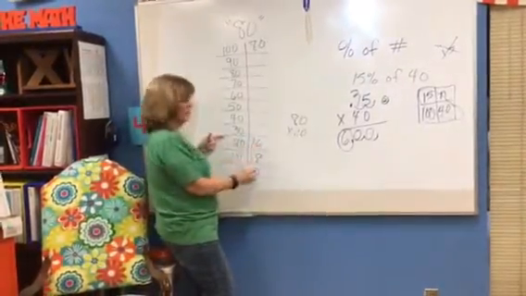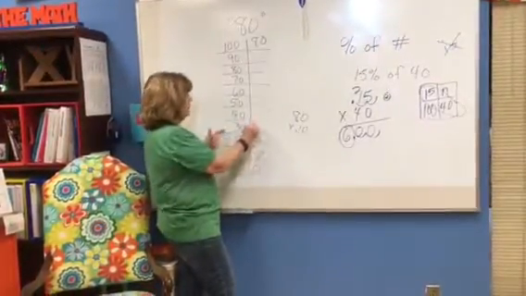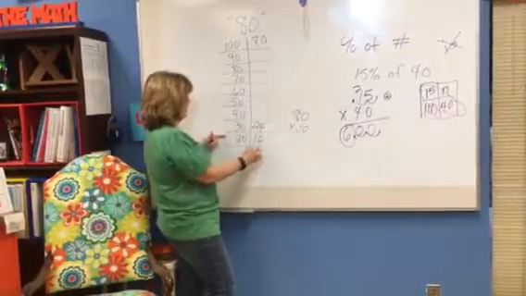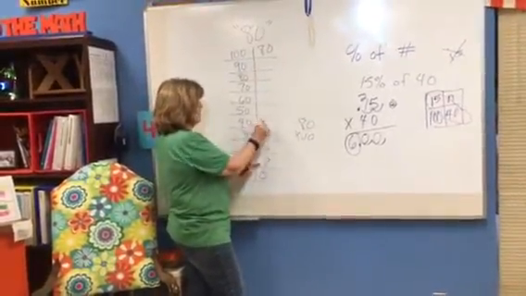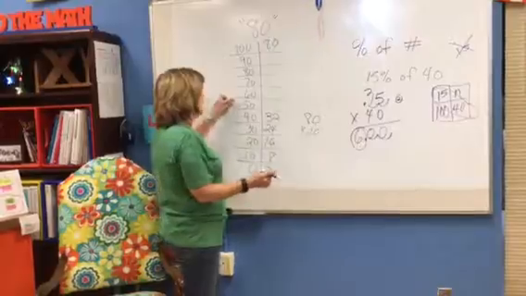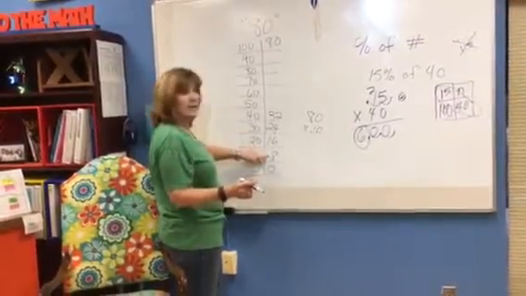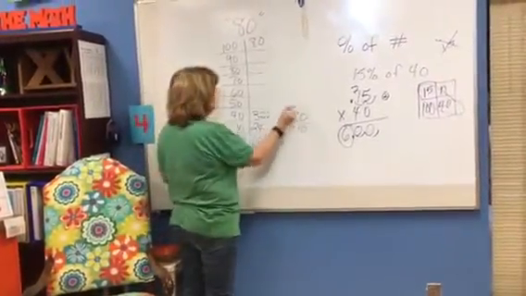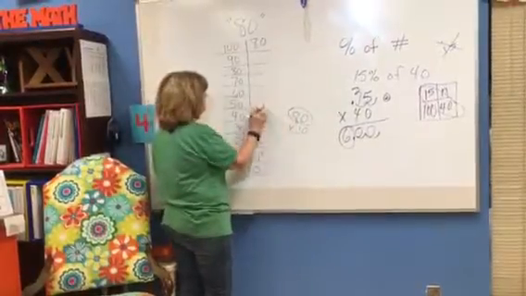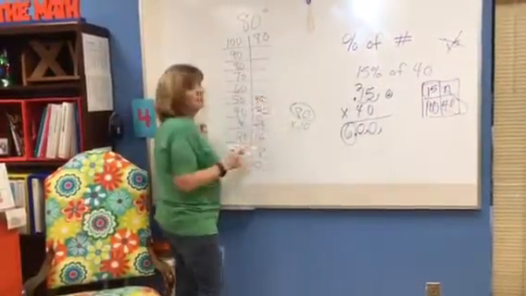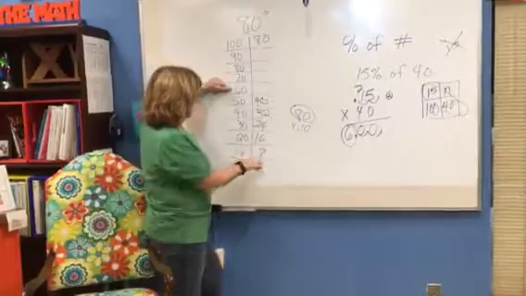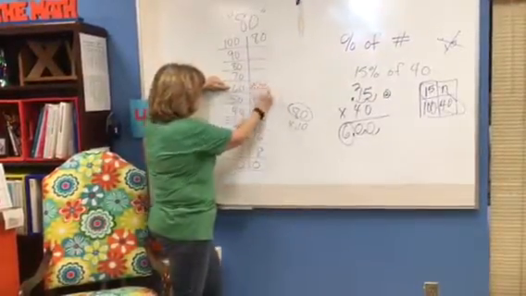20% would be doubling it. 30% would be tripling the 10%, times 4, 32. And then if I just look at half of it, I could go 5 times 8, or I could just say, I think I know what half of 80 is. Half of 80 is 40. What about 6 times 8? 48. Do you see a pattern here?